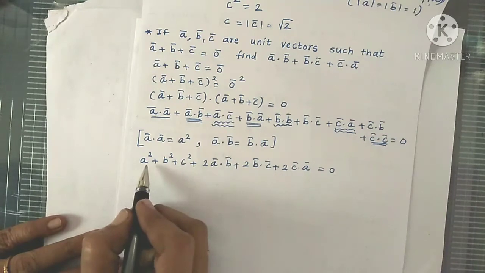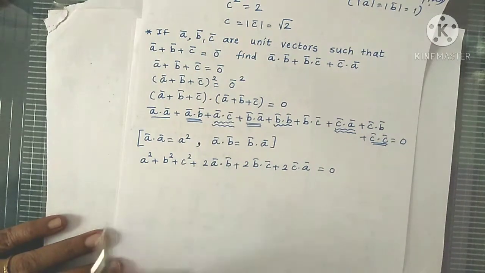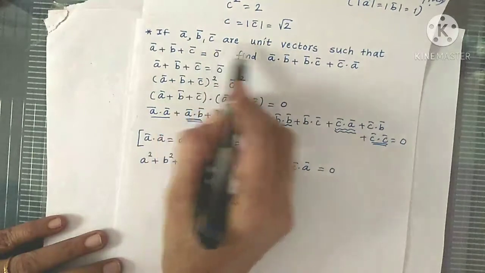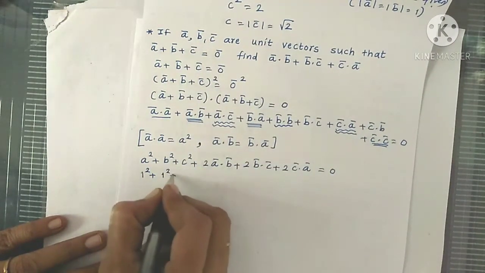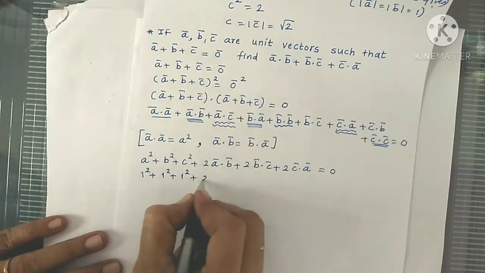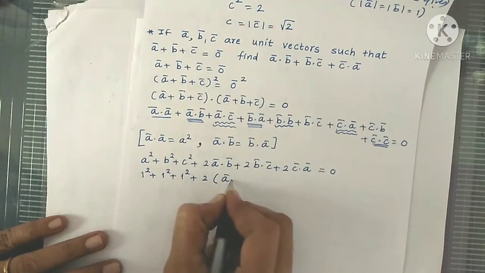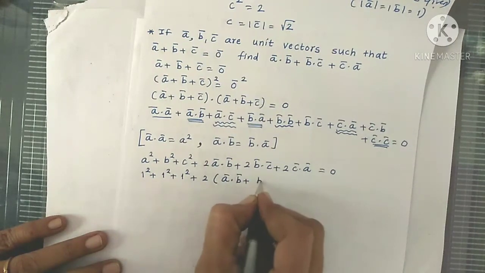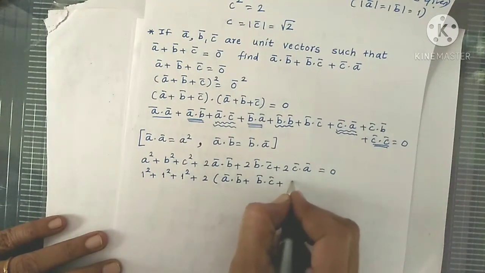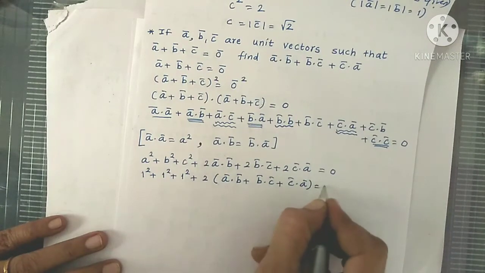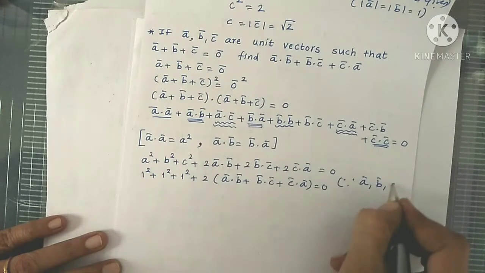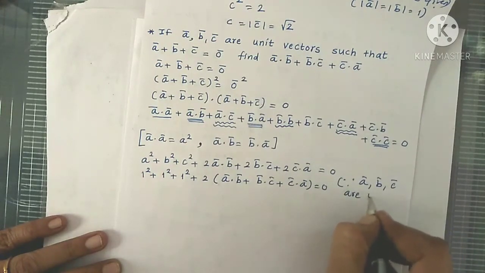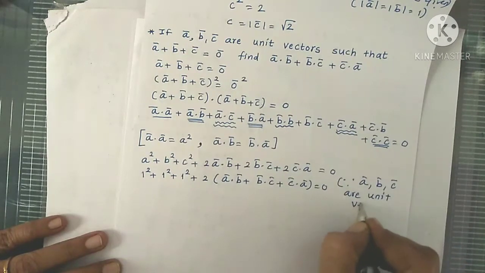But before that, let's substitute values of a square, b square and c square. As a bar, b bar and c bar are unit vectors, therefore a is 1, b is 1 and c is 1. And let's take 2 common from these 3 terms. So we get a bar dot b bar plus b bar dot c bar plus c bar dot a bar equal to 0. Since a bar, b bar, c bar are unit vectors, therefore their magnitudes are 1.